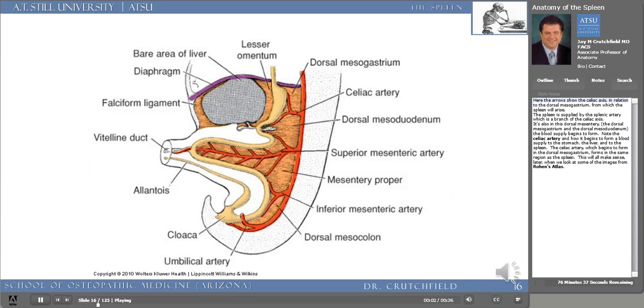It's also in this dorsal mesentery, the dorsomesogastrium and the dorsomesoduodenum, that the blood supply begins to form. Note the celiac artery and how it begins to form a blood supply to the stomach, to the liver, and to the spleen. The celiac artery, which begins to form in the dorsal mesogastrium, forms in the same region as the spleen. This will all make sense when we take a look later at some of the anatomy from Rowan's Atlas.